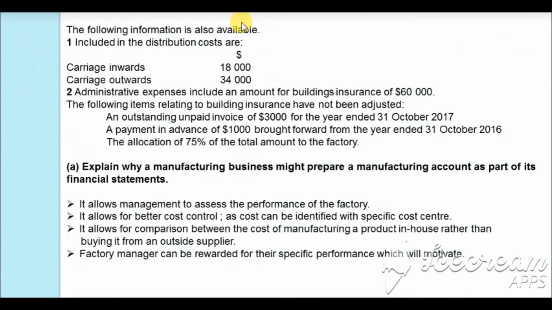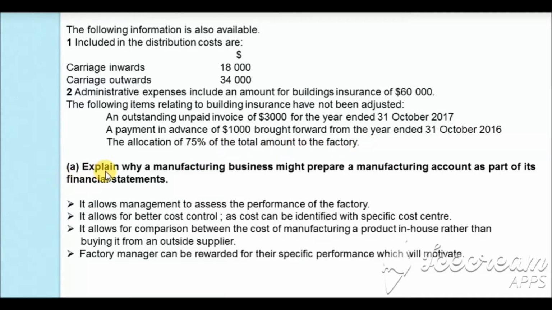The following information is also available. First, included in the distribution cost are carriage inwards, which is $18,000, and carriage outwards, which is $34,000. Second, administrative expenses include an amount of building insurance of $60,000. The following items related to building insurance have not been adjusted: an outstanding unpaid invoice of $3,000 for the year ended 31st October 2017, a payment in advance of $1,000 brought forward from the year ended 31st October 2016, and the allocation of 75% of the total to the factory.